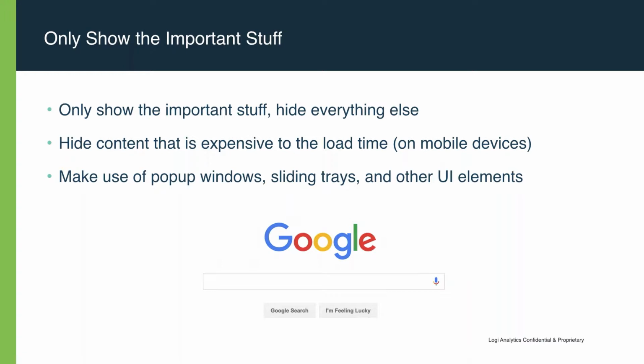So, if we look at the Google homepage, it's just the logo, the search box, and 2 buttons, right? So pretty much anybody can use that. It doesn't really take much explanation or understanding. And by doing that, it creates a really attractive user interface, and it also makes it seem like they've really put a lot of thought and effort into it.